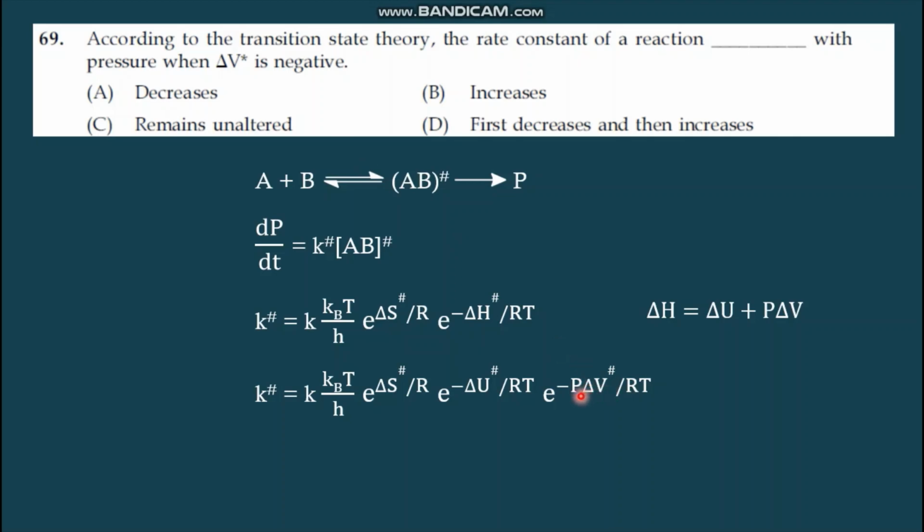So delta V negative means this term is positive, right? This is a negative term, so delta V negative means overall this is positive. Then our question is about the rate constant of the reaction with pressure. When pressure increases, this e raised to minus P delta V dagger by RT will be a positive value. So this part is positive, and the positive value is increasing, that means K dagger will be increasing, that means the rate will be increasing. So the answer is increases.